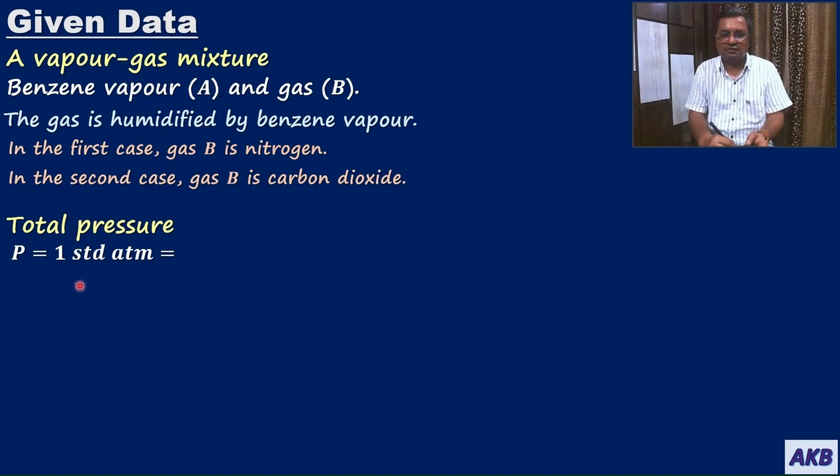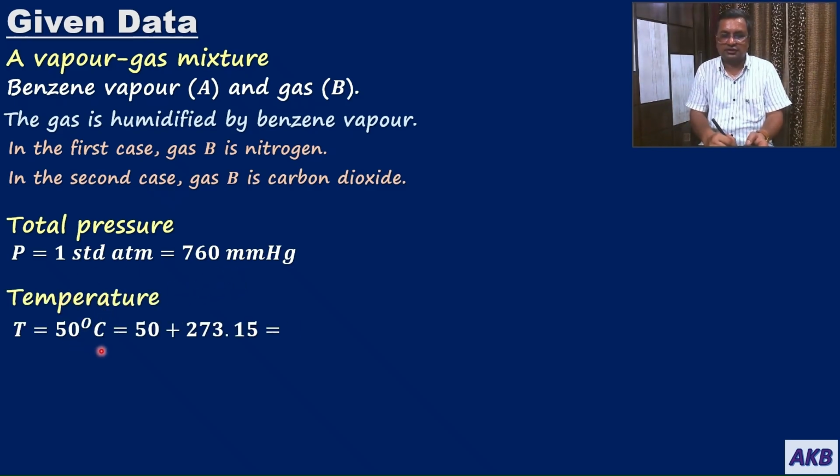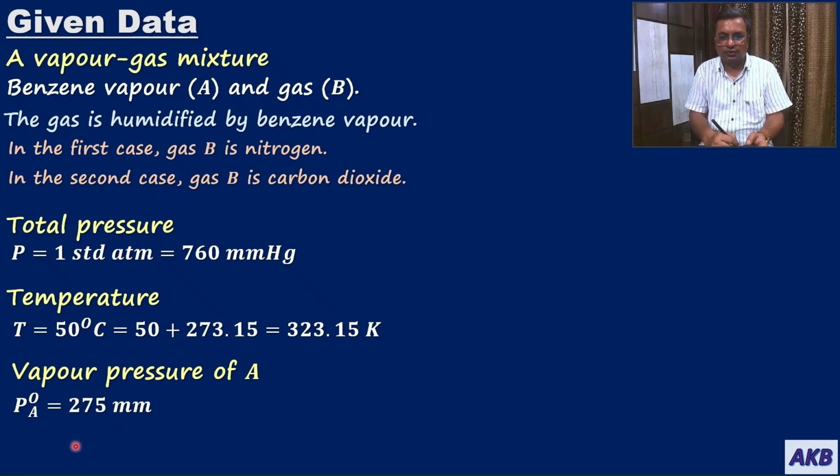Then total pressure is given to us. It is 1 standard atmosphere, and if you convert it to mmHg, it will be 760 mmHg. Then temperature is given to us. It is 50 degrees Celsius, which is 50 plus 273.15, that is 323.15 Kelvin. Then vapor pressure of pure A at 50 degrees Celsius is given to us. Let us denote it as PA0, so it is 275 mmHg.